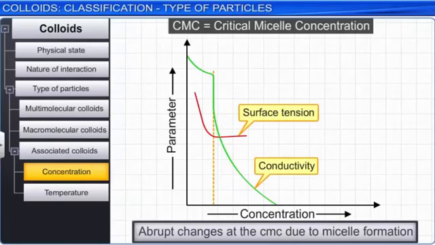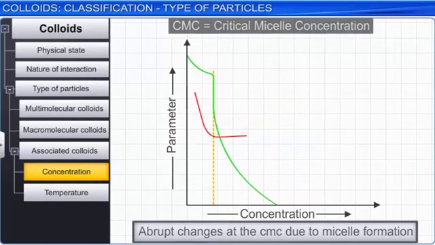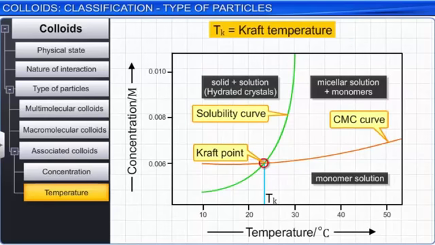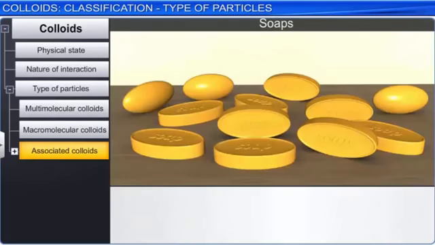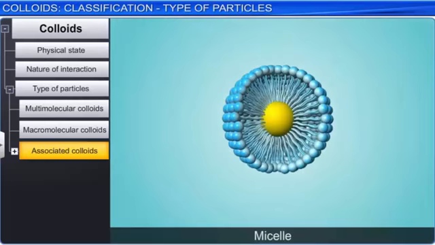The formation of micelles takes place above a certain concentration called critical micelle concentration, or CMC, and above a particular temperature known as Kraft temperature, or Tk. Every micelle system has a specific value of critical micelle concentration. For soaps, the CMC is 10 to the power minus 4 to 10 to the power minus 3 moles per liter. Each micelle contains at least 100 molecules.